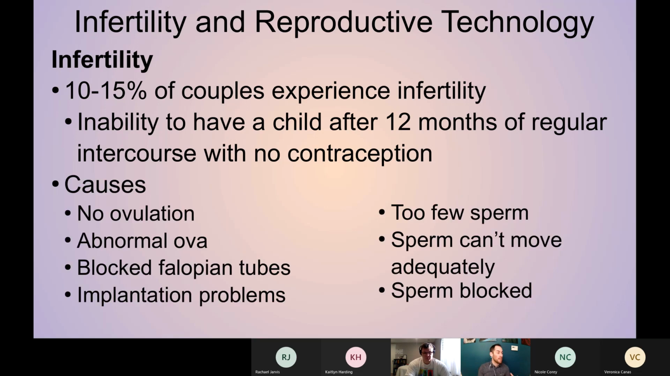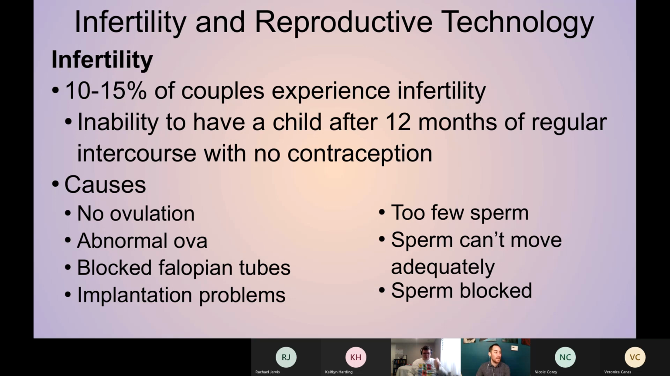That can be caused, though, by a lot of different things, like not ovulating or blocked fallopian tubes, too few sperm, or sperm that can't move adequately. If you go to a doctor for this, they will start off with some of the most common kinds of treatments, like medication for ovulating, to make sure that ovulation is happening. And if that doesn't solve the problem, they'll try more and more treatments, and that's the way they diagnose and figure out exactly what it is. There's also other tests they can do. So it's very different for different individuals.